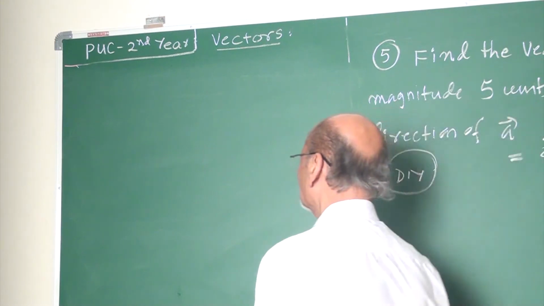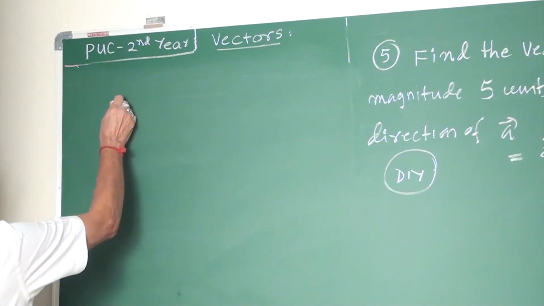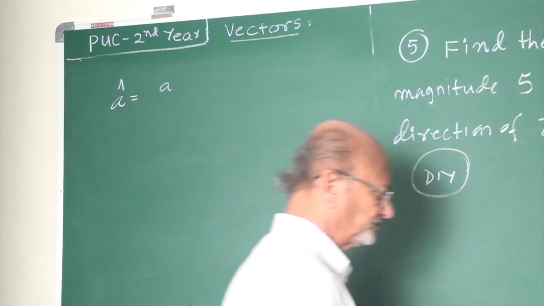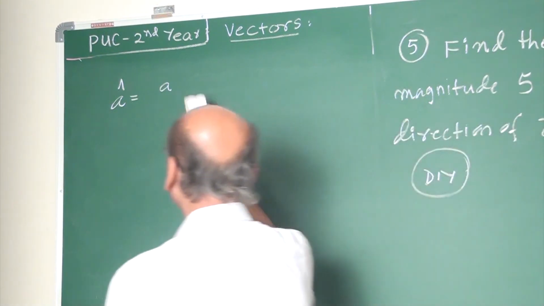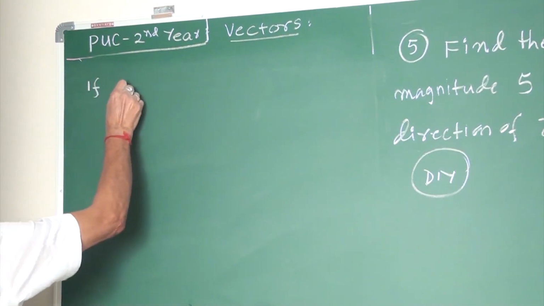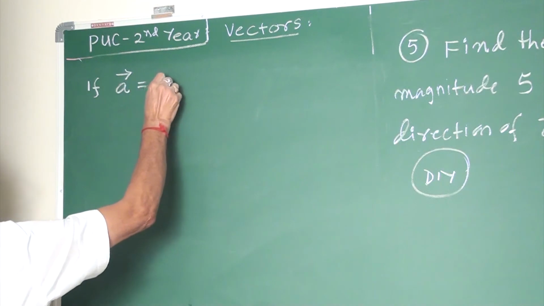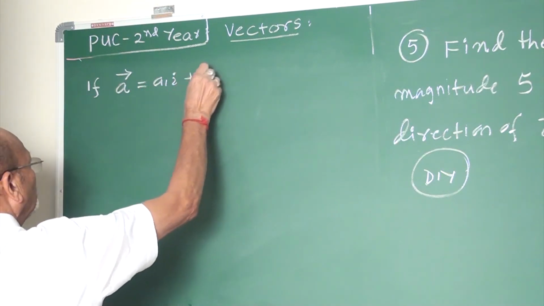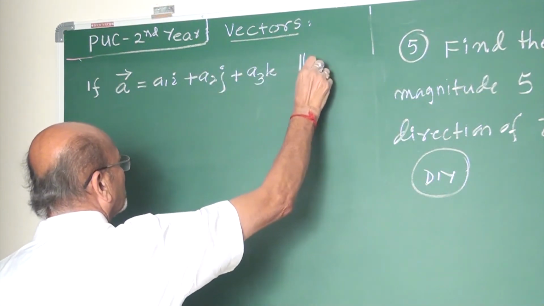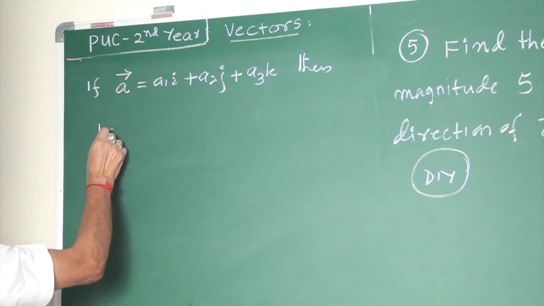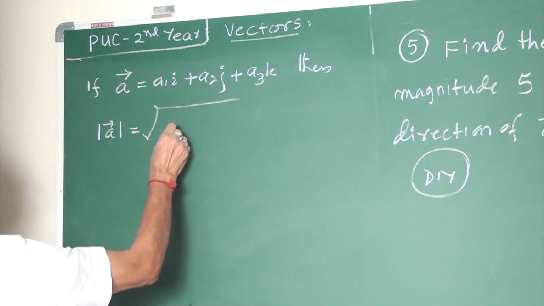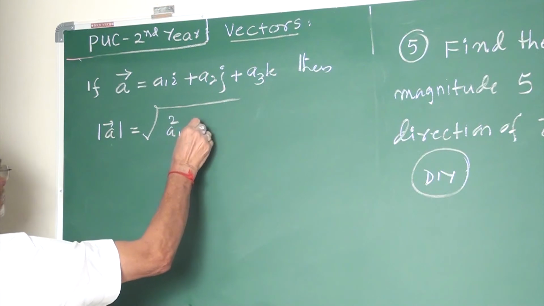Yes, friends. You know what I mean by A cap? What is A cap, my friend? It is 1 minute. If vector A equal to A1i plus A2j plus A3k, then magnitude of vector A is square root of the scalar components, square and add.